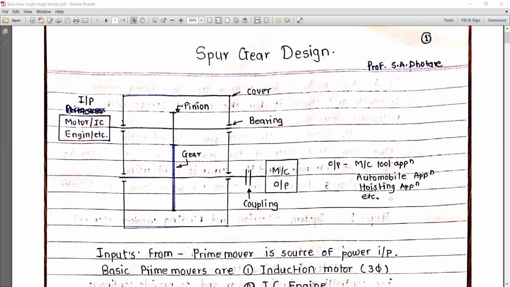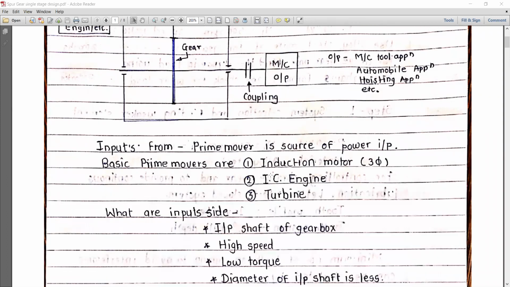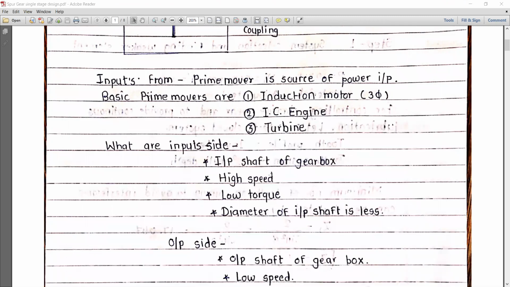So here you can see the basic layout. In this, there are the input shaft, output shaft, then the couplings, a pair of gears, that is pinion and gear, then bearing, cover. So these are the objects we are using inside the assembly. So I list out the inputs and the basic outputs.